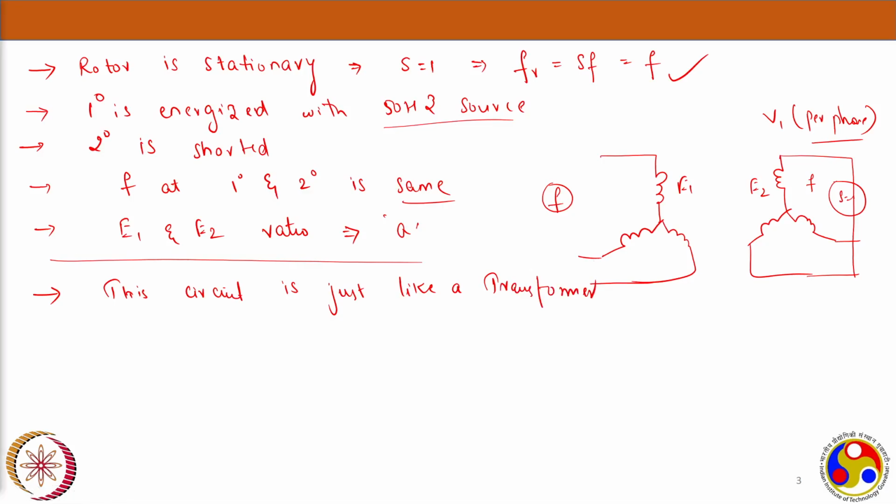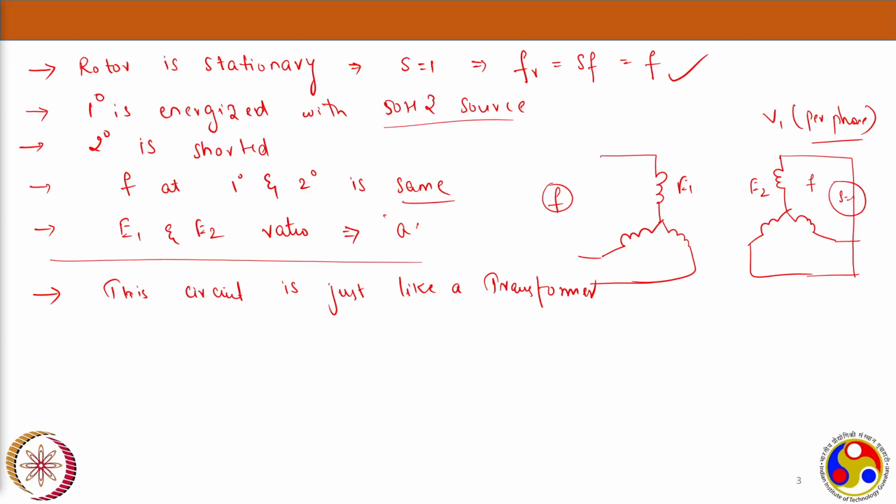Why is the circuit like a transformer? Can anyone tell me? What exactly does a transformer do? A transformer changes the voltage from one level to another level without changing the frequency, right? So at S equals to 1, this equivalent circuit will be just like a transformer, because the frequency stays the same. The frequency is not changing, but if you see E1 and E2, there has been a shift in the voltage levels according to the turns ratio. So this is just like a transformer.